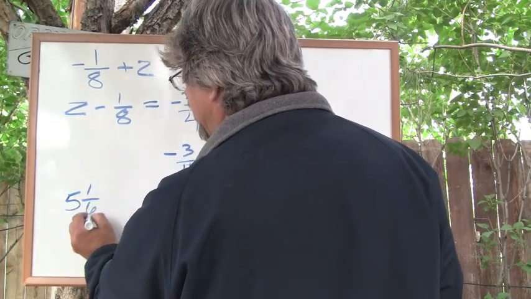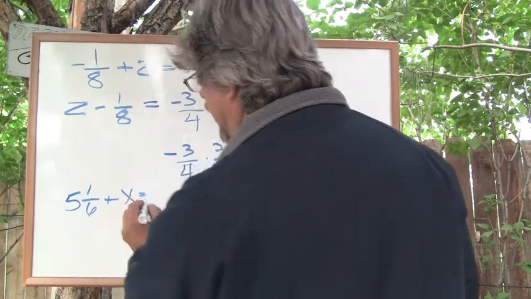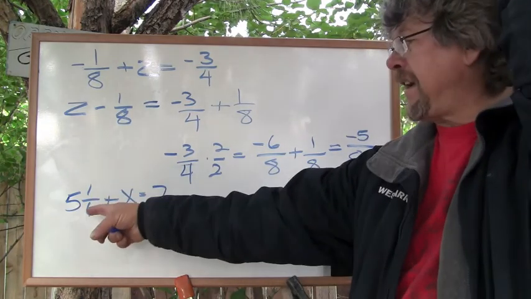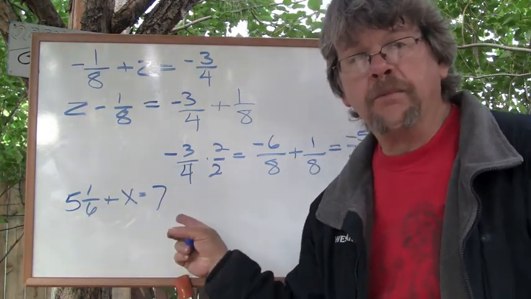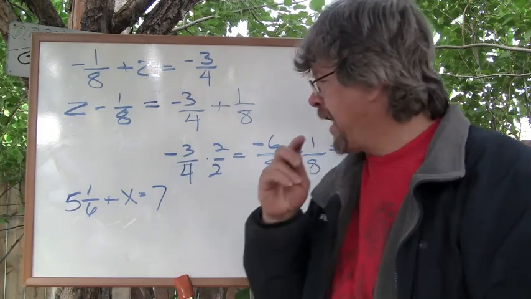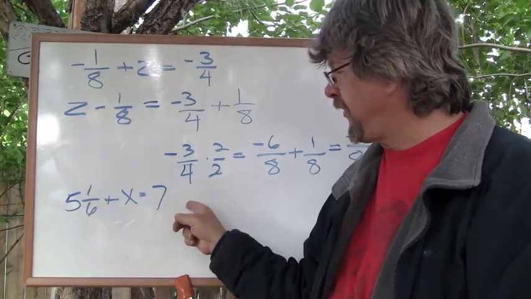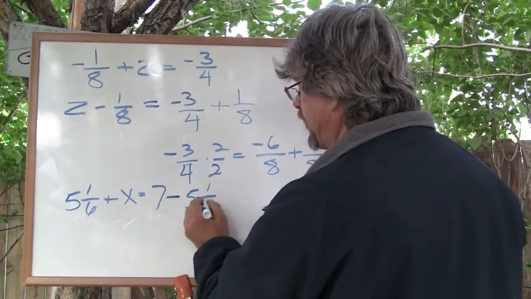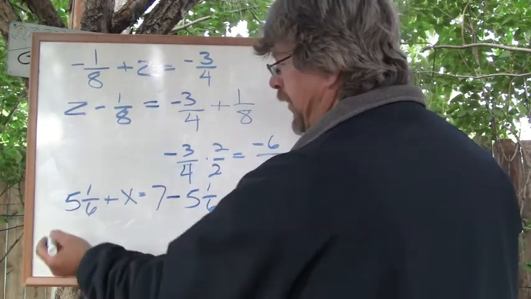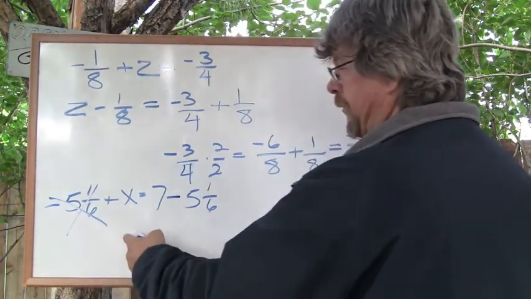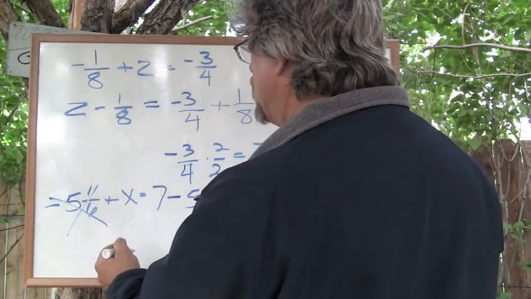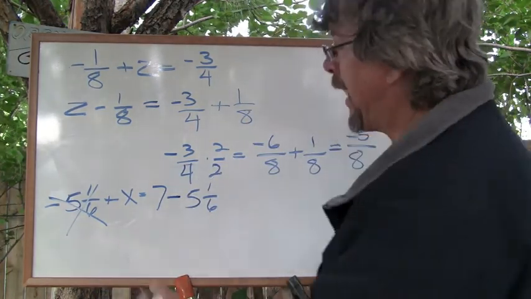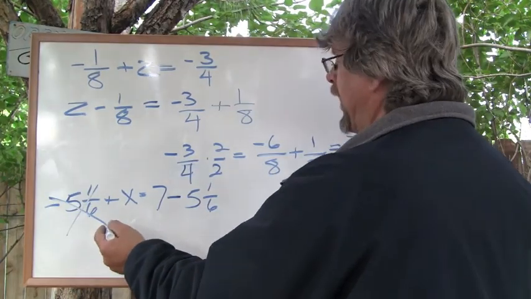5 1/6 plus x equals 7. Now here we have a mixed number with a variable. It's okay. You can subtract this 5 1/6 over here if you want and leave x isolated, which is what we're going to do. Minus 5 1/6 at this point. If we subtract it here, it just cancels, right? Or no. I'm wrong. Hold on. See, you got to watch yourself. Yeah. If we subtract it, it cancels the positive.